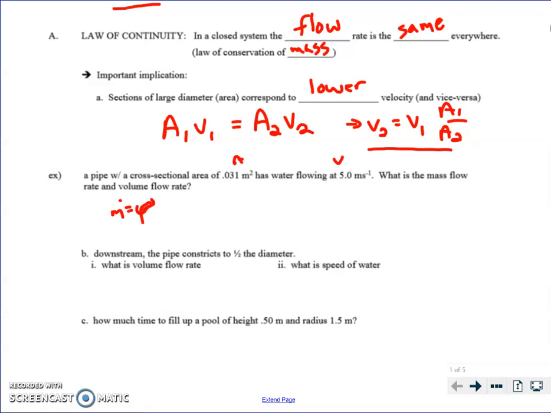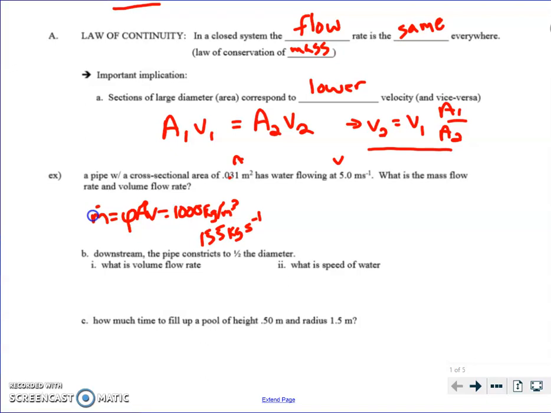I don't know why this thing's so distorted. I'm going to pause it. Okay, let's see if that's any better. So m dot is going to be rho AV. Rho, hopefully by now you understand that's water, 1,000 kilograms per meter cubed, times the area, times the velocity. I'll spare plugging that all in, but if we plug in the numbers, we've got 155 kilograms per second. Okay, so that's quite a high flow rate.